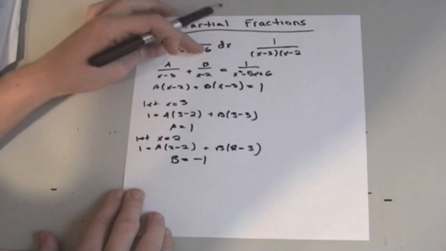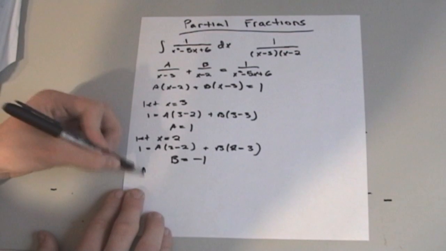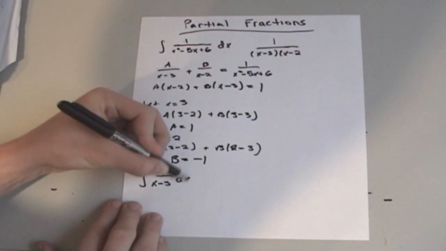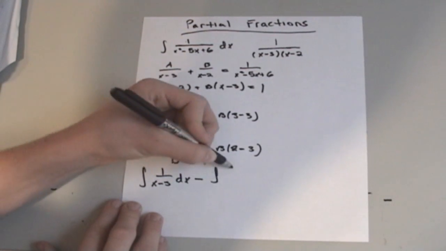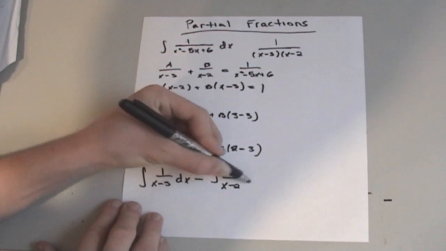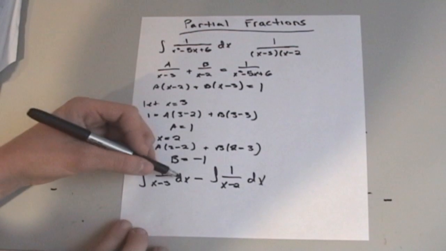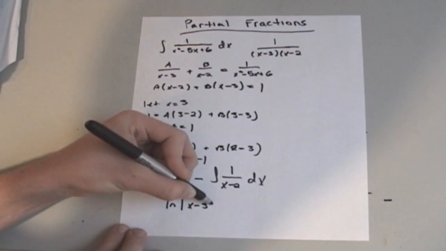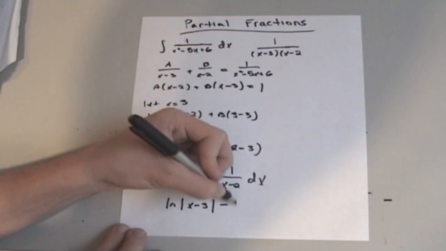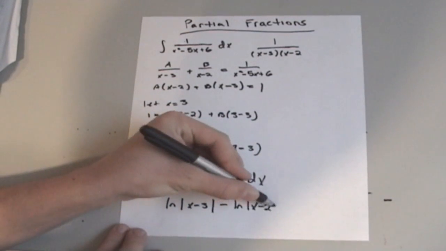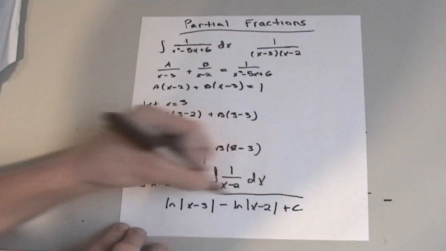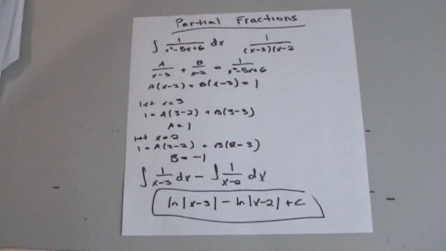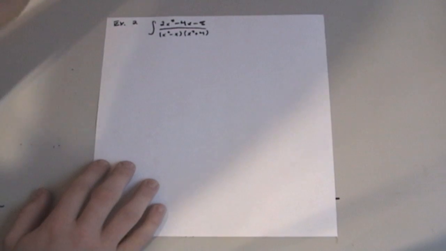Just plug the B and A back up here to get the integral of 1 over x minus 3 dx minus the integral of 1 over x minus 2 dx. That just winds up being natural log of |x minus 3| minus natural log of |x minus 2| plus C. And there we go. It's all good? Yeah, looks good.